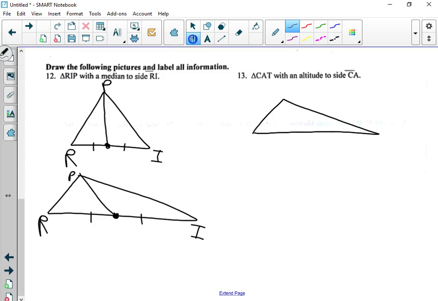Okay, CAT is an altitude. So an altitude to CA means it's just going to drop straight down and form a right angle. And that's it.